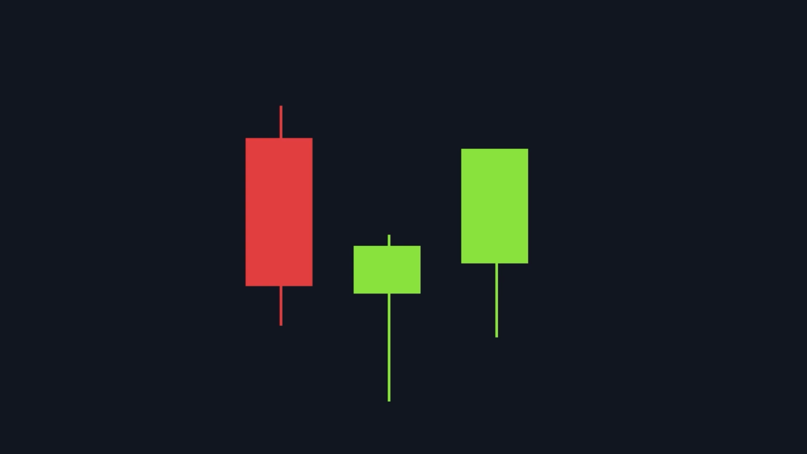It concludes with a strong green candle that closes above the midpoint of the first candle, confirming that buyers have taken control. For the evening star, the sequence is reversed. It starts with a long green candle, followed by an indecision candle, and ends with a strong red candle that closes well below the midpoint of the first candle, signaling that sellers are now in charge.